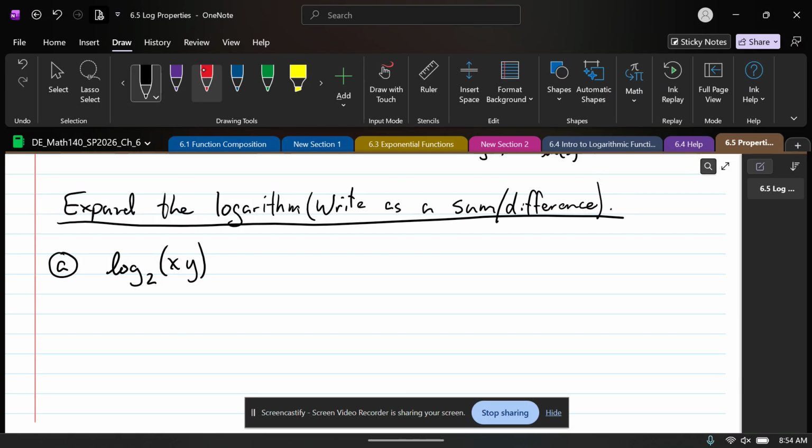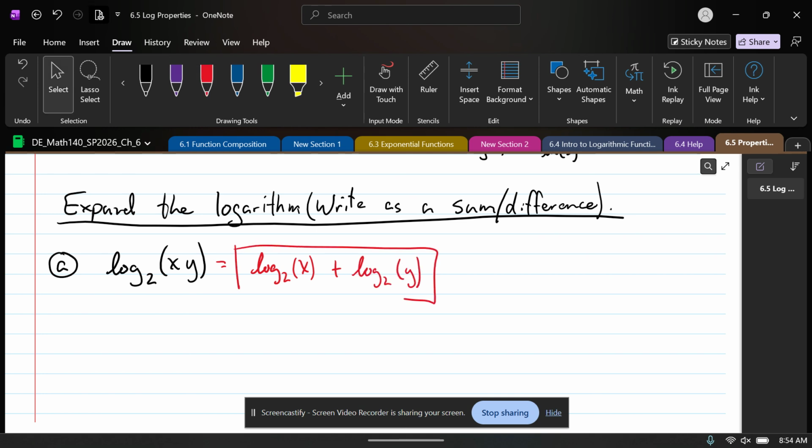Real simple one. What's going on between the x and the y? Multiplying. So that property is going to be property 5 there. So we're going to write this as log base 2 of x plus log base 2 of y. And we have expanded that as far as it'll go. Multiplication turns into addition.